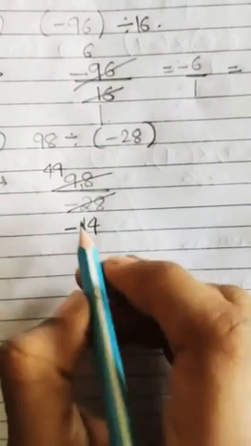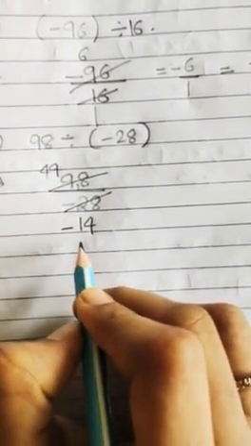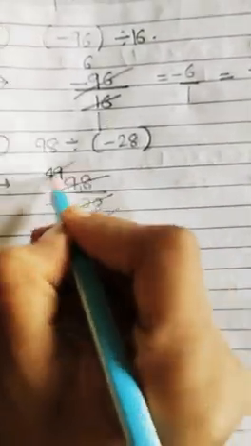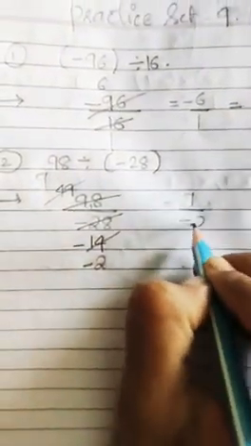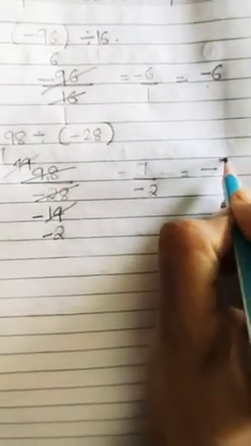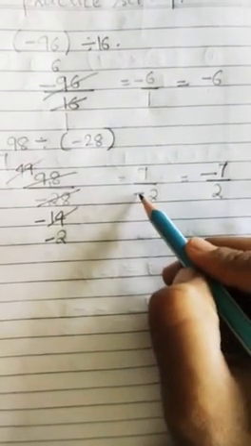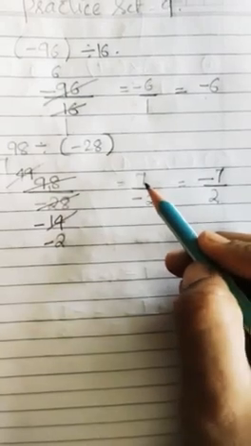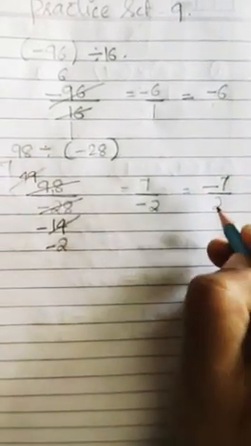14 can be divided by 2, but 49 cannot. Yes, we can divide by 7. 7 2s are 14, the minus will be there, and 7 7s are 49. So 7 upon minus 2. This fraction will interchange, like minus 7 upon 2. The sign of the denominator changes and comes in the numerator. If any sign is in the numerator, we put it in the denominator.